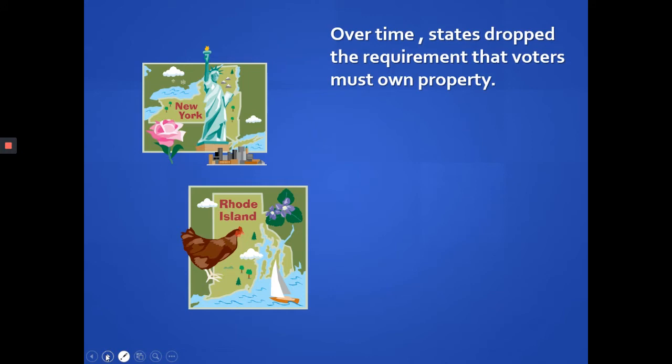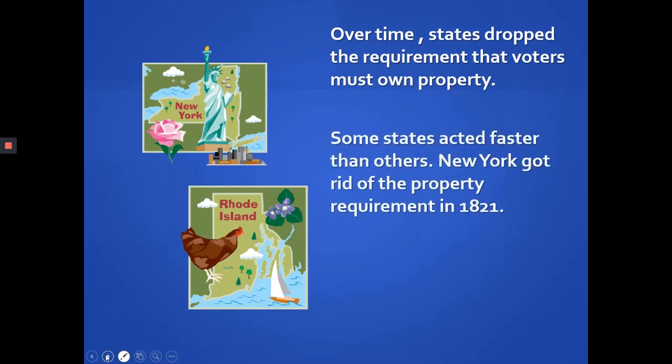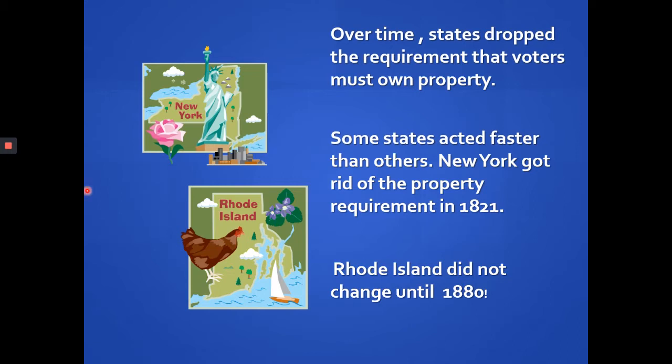So over time, as America continued to grow and change, states dropped their requirements that voters had to own property, which now meant that more people could vote. Now, sometimes it took a little bit longer than in others. New York, for instance, was one of the earlier adopters, and they got rid of property requirements in 1821, versus a state like Rhode Island, which didn't change until 1880, which is a very long time to still have property requirements for voting. So we're going to move on and talk about some of the different groups that gained the right to vote and when they gained the right to vote.